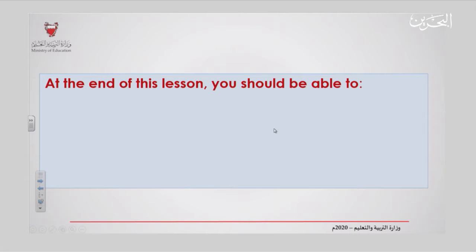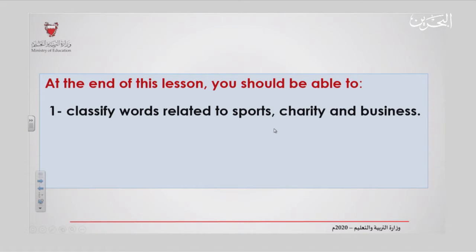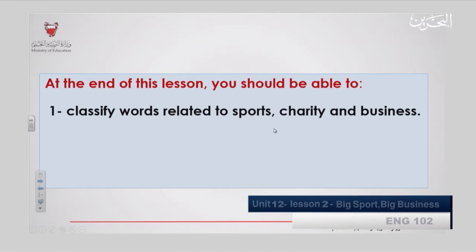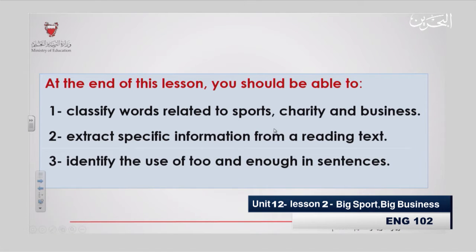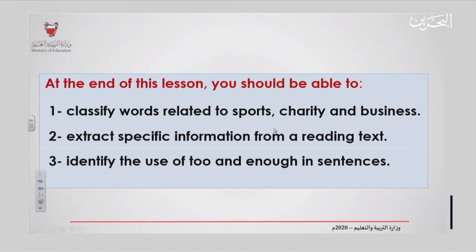At the end of this lesson, you should be able to, number one, classify words related to sports, charity, and business. So we will learn different words that we can use to describe sports, charity, and business. Number two, we will extract specific information from a reading text. So we will learn how to find specific information from a reading text. And lastly, we are going to identify the use of to and enough in sentences.